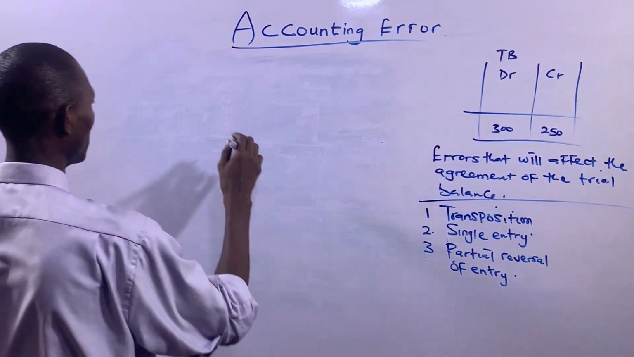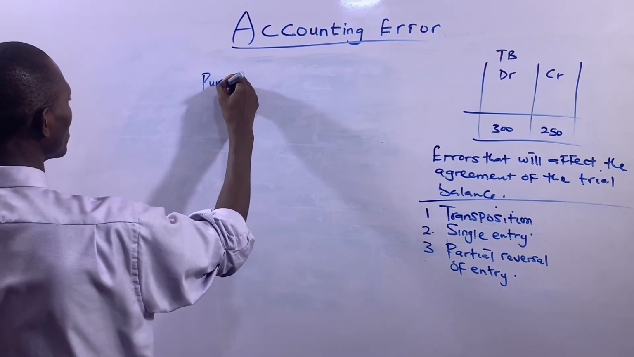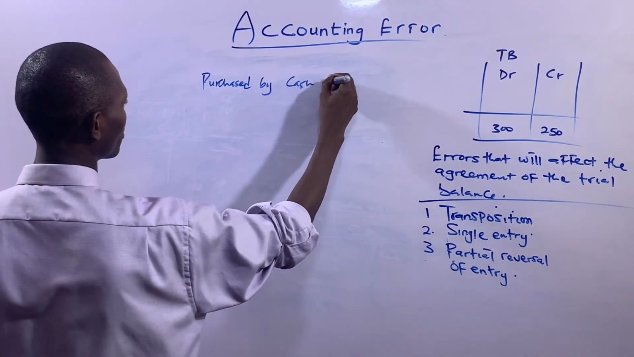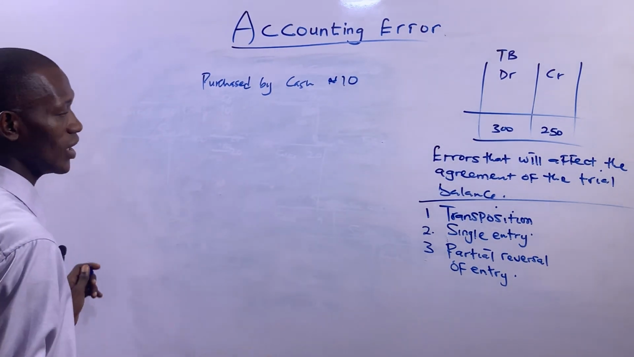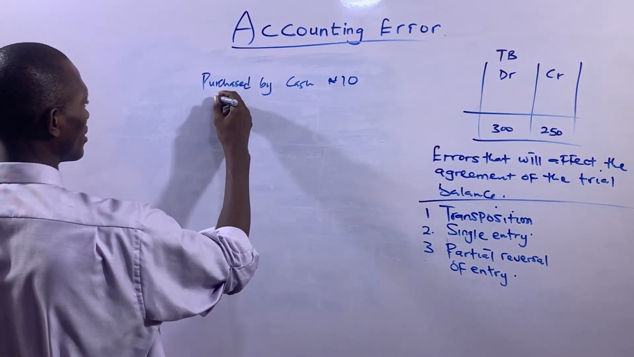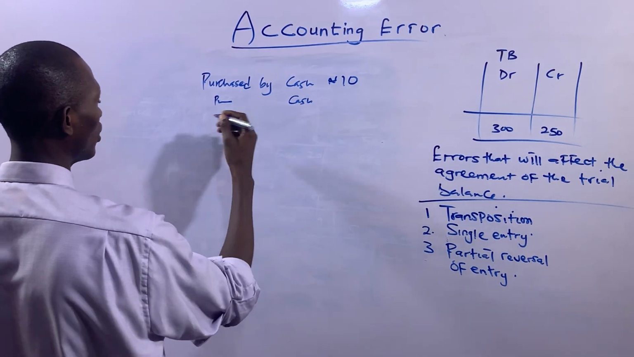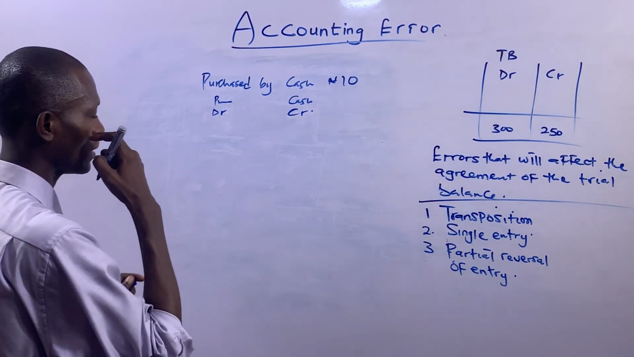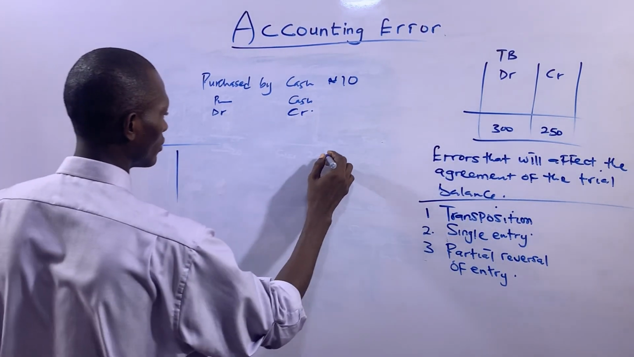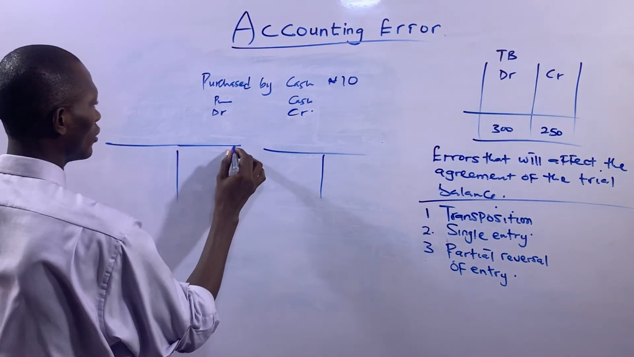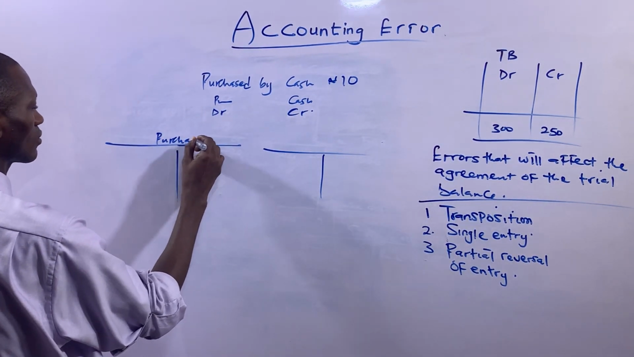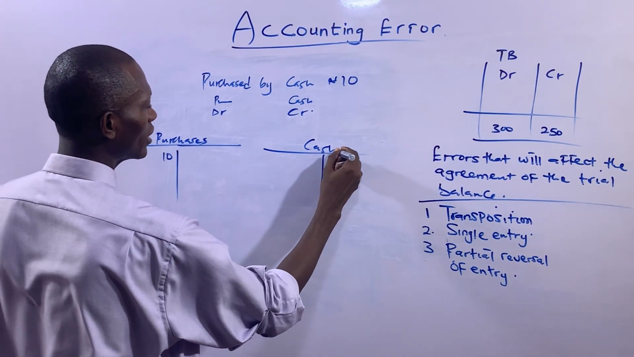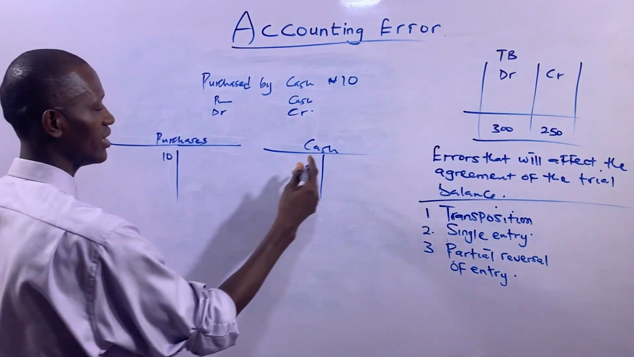So look at this now. Let's say, for example, we have purchases, purchased by cash, 10 naira. The two accounts in this transaction are purchases account and cash account. So you are going to debit purchases and credit cash. The credit cash with 10 naira. So let's open this. So you debit this purchases account by 10 naira. Instead of you to now credit cash account, you now debit cash account again with 10 naira.